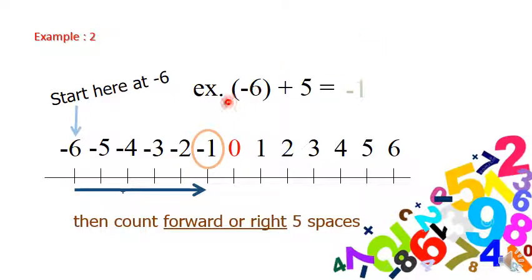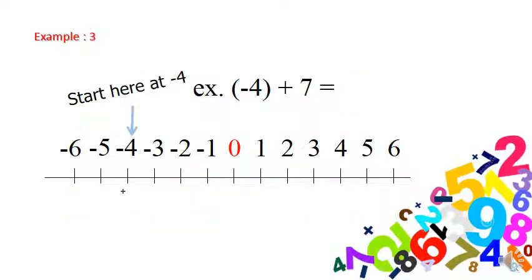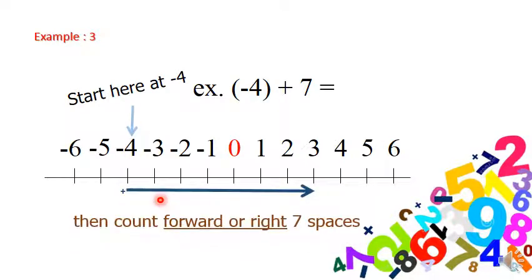Similarly here, I have one negative, one positive. The answer here is negative. Take one more example, negative 4 plus 7. So we start at negative 4 and we go to the right 7 steps. So the answer will be positive 3.